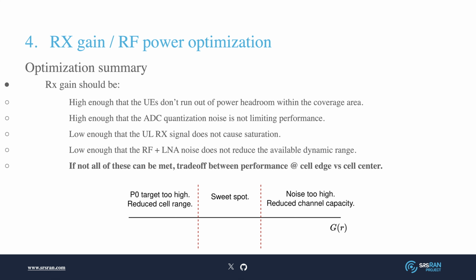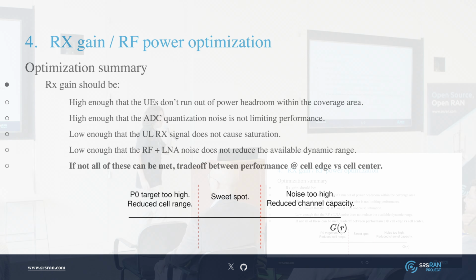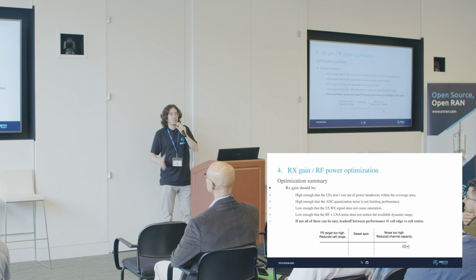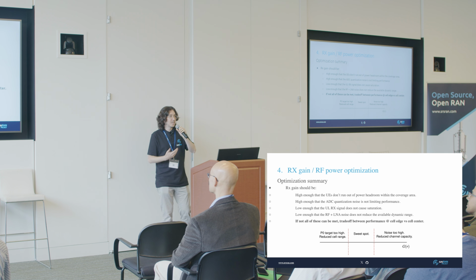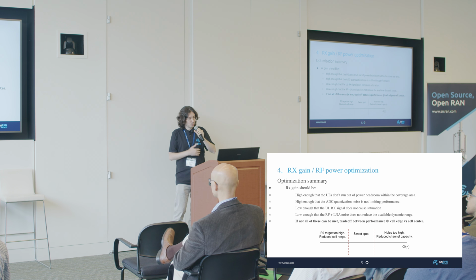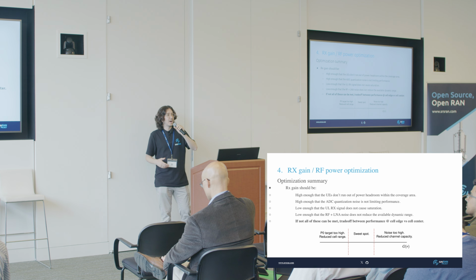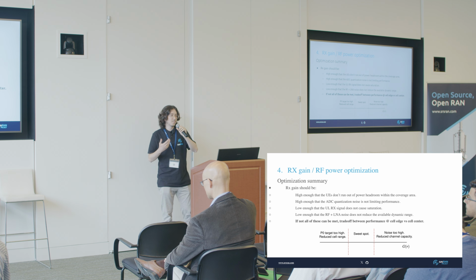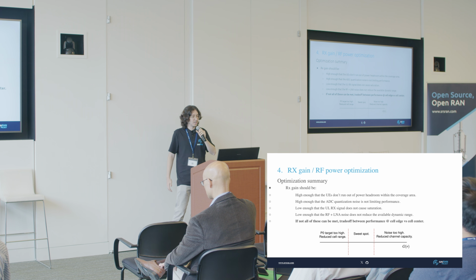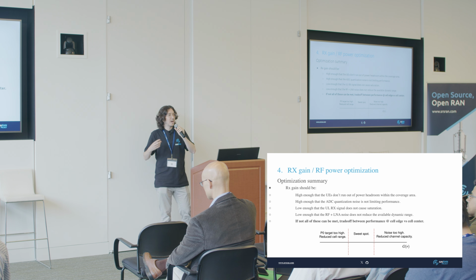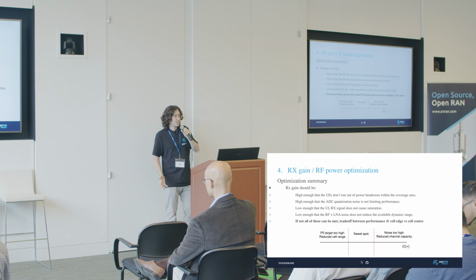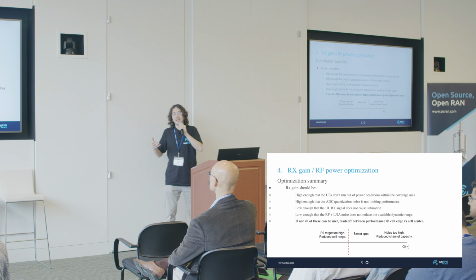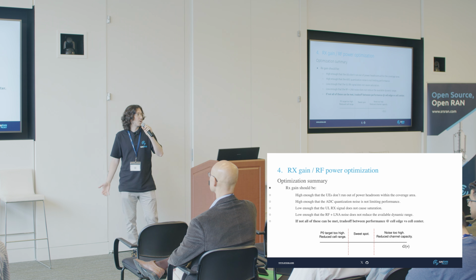As a summary, RX gain should be high enough that the UEs don't run out of power headroom as they move away. It should be high enough that the analog to digital converter quantization noise is not the limiting factor for performance. But it should also be low enough that the uplink receive signal doesn't saturate my receiver, in this case, my analog to digital converter. And it should also be low enough that the RF plus LNA noise does not reduce a lot the available dynamic range.